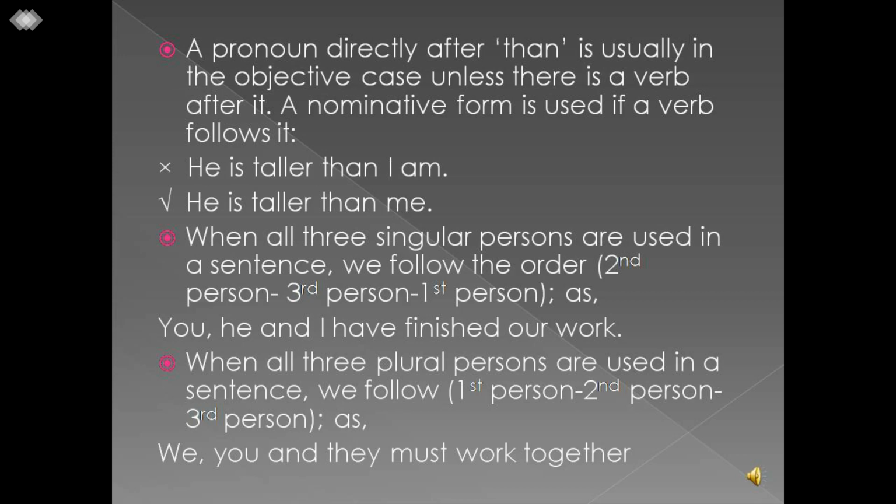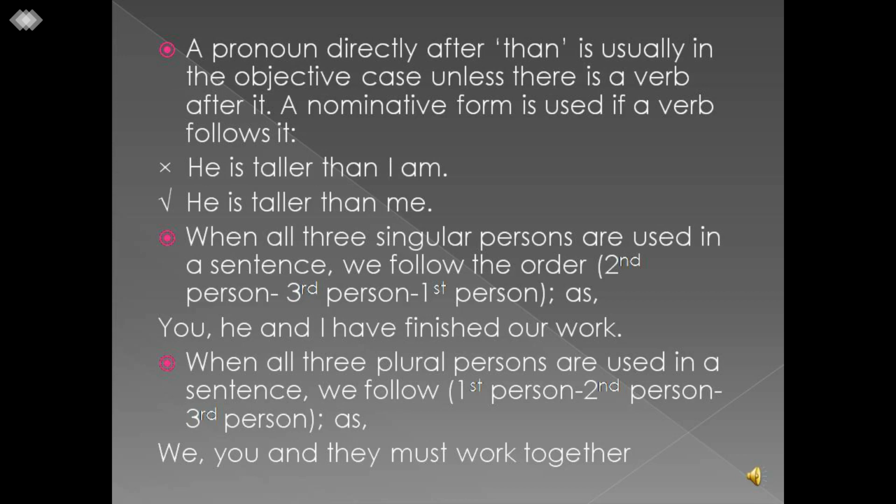When all the three singular persons are used in a sentence, we follow the order: second person, third person, first person. Example, you, he and I have finished our work. So here, you, he and I are the singular persons, and all these three are being used in one sentence.